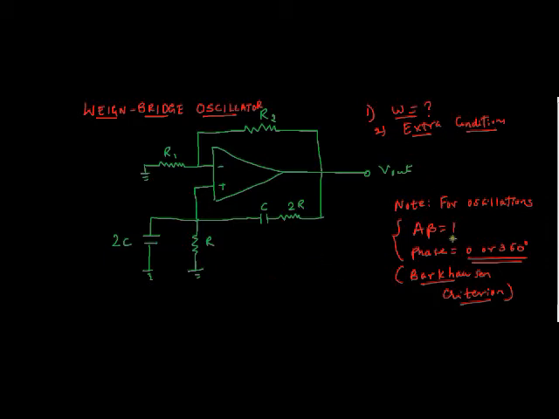So, the Barkhausen criteria states that for any closed loop system, A beta should be 1 angle 0. That is, loop gain should be 1 and phase angle should be 0 or 360 degrees. In the given case, this is, as you can see, an ideal op amp, and this is a non-inverting amplifier. So A will be 1 plus R2 by R1.